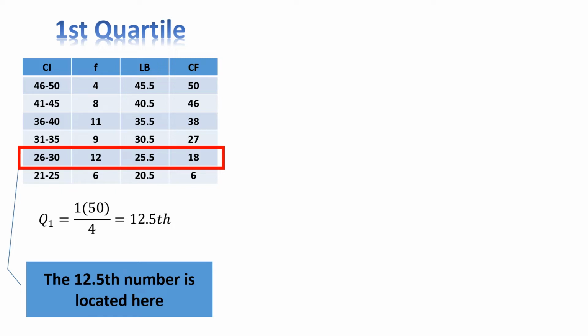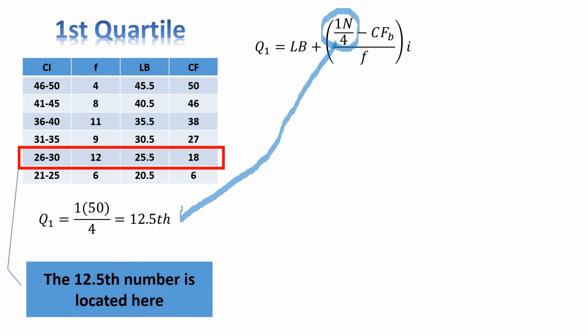Okay, next step, let's use the formula. Q sub 1 is equal to the lower boundary plus 1 times n over 4, minus the cumulative frequency below, divided by the frequency, times the interval. Notice na itong formula na to, itong ginamit natin kanina, pareho silang dalawa. So, pag sinolve natin later, ito magiging 12.5 na rin yan.